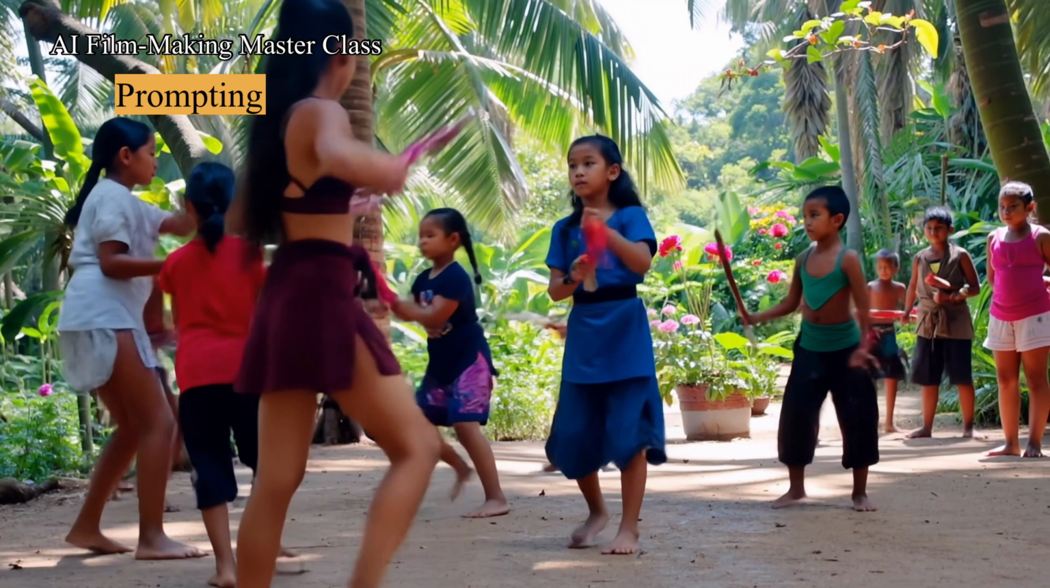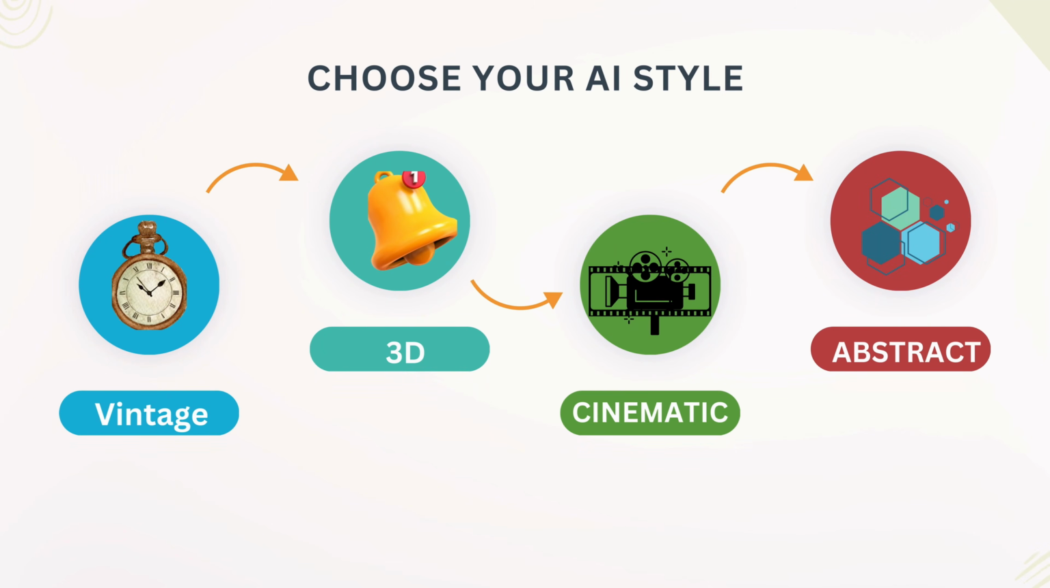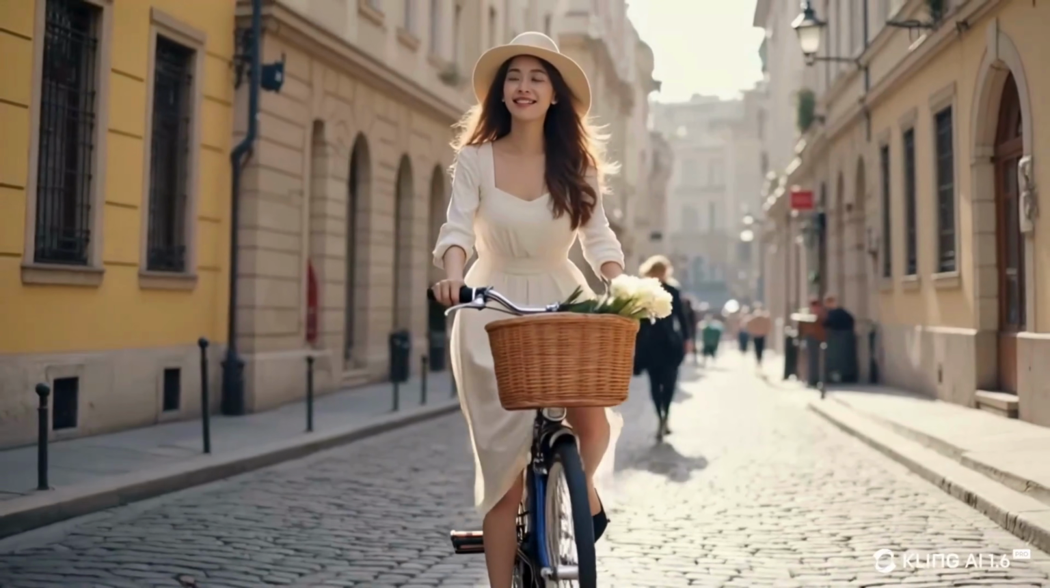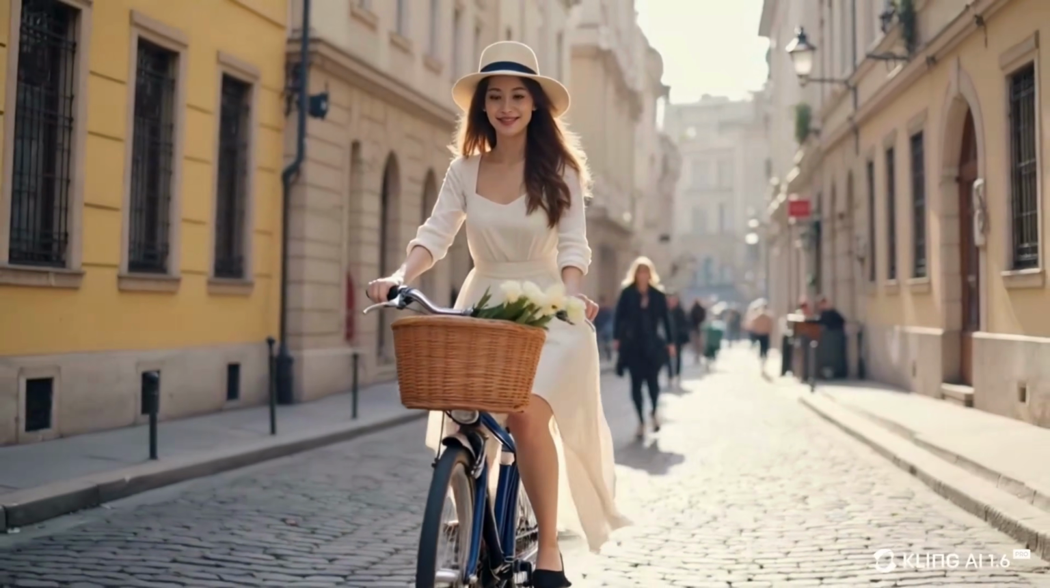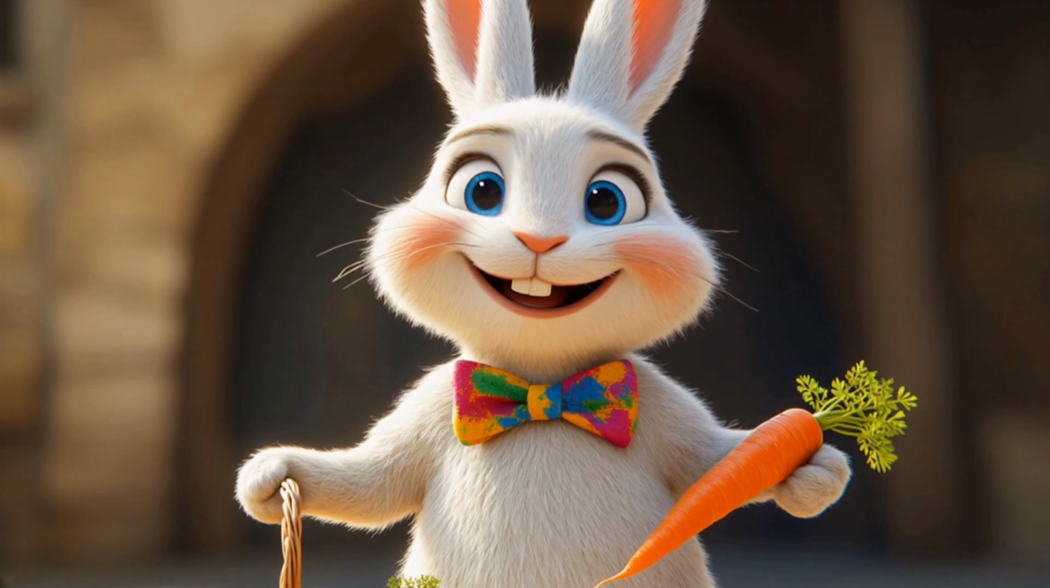So let's get started. Before prompting, you need to understand and choose the style of the model you want. This step is about setting the vibe or the visual direction of your scene. Different styles can dramatically change the feel of your video. So here are some popular styles you can use.